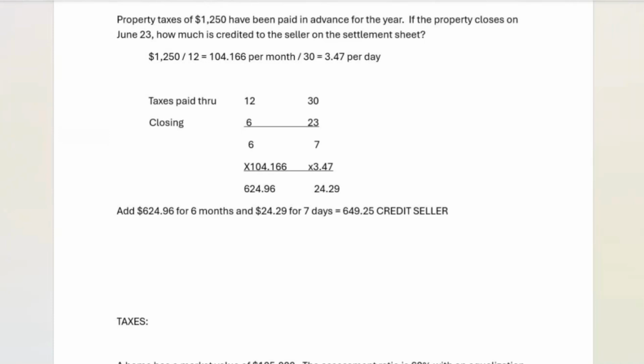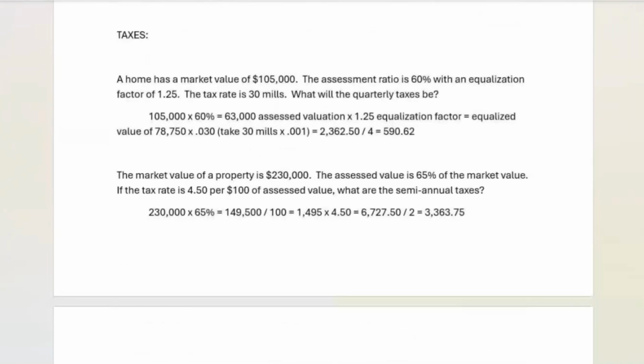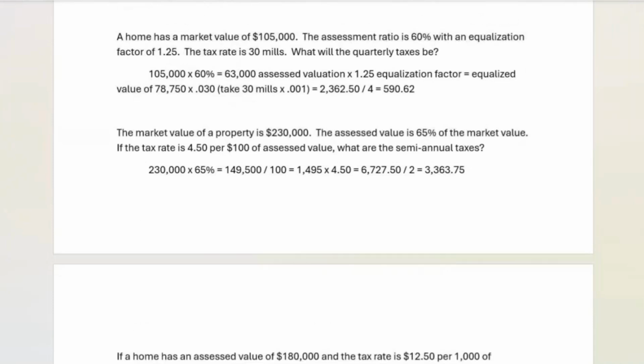For tax bill calculations, you're going to start out with the market value of a property. You're going to multiply it by an assessment ratio to give you an assessed valuation. And then you may or may not get an equalization factor, which you will then apply to the assessed valuation to get an equalized value. The taxes will be asked of you in one of 3 ways, either in mills, which is a mill is 1/10 of a cent or 1/1000th of a dollar, per $100 of value, or per $1,000 of value. And we're going to show you how to do each scenario.